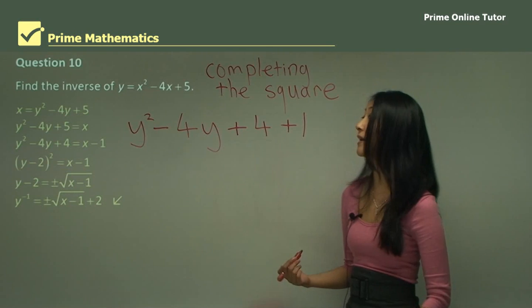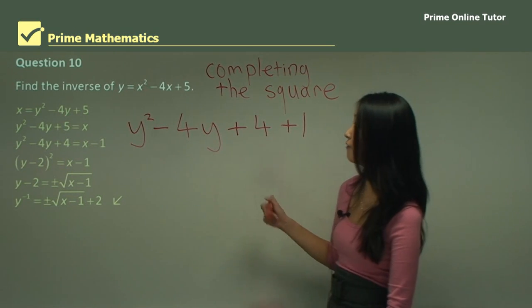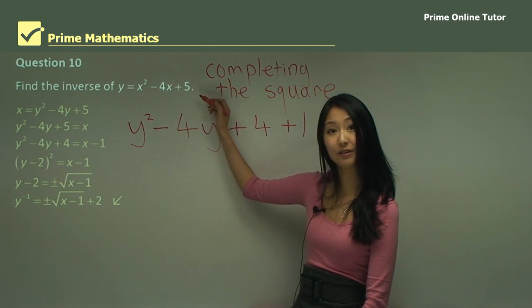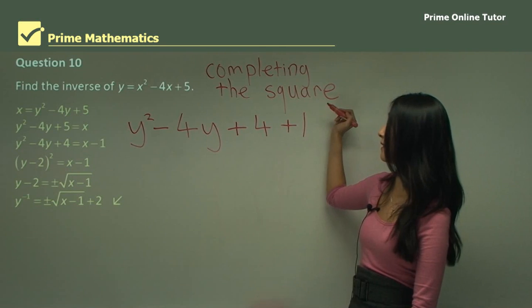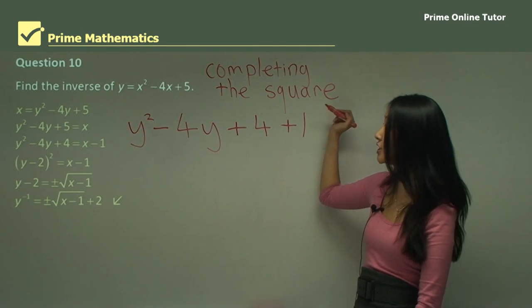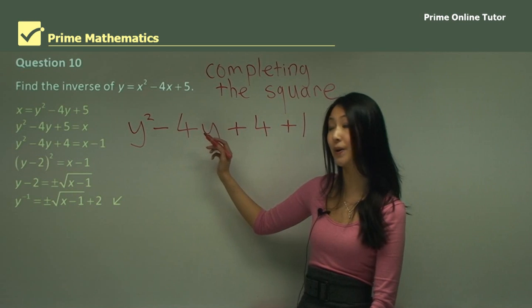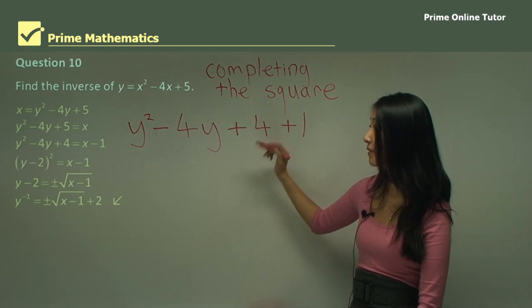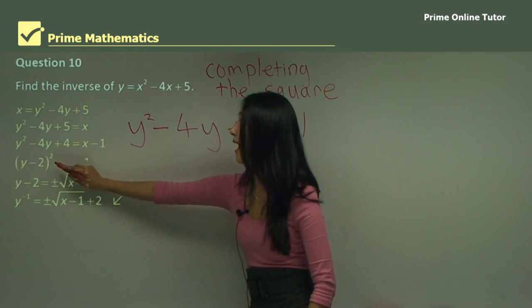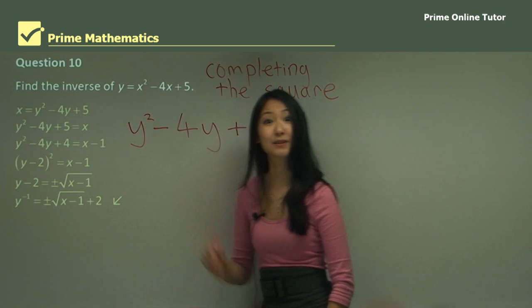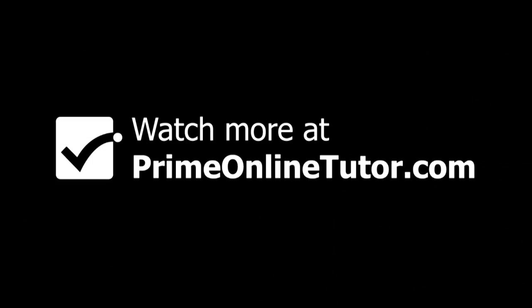So remember, when you want to find the inverse of a quadratic function, what we need to do is use the method of completing the square, which was taking half of this middle number and squaring it, adding it on, and then we make it y minus half of the middle number, squared.